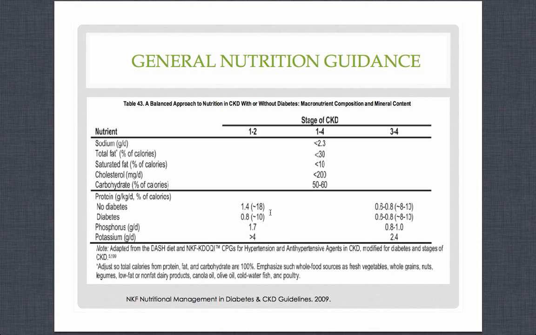So somebody with diabetes or without diabetes, approximately 1.4 grams per kilogram body weight. Stages 1 to 2, this drops to 0.6 to 0.8 if they have stage 3 to 4. If they have diabetes, they actually recommend protein lower. Again, I think this is tricky depending upon the degree of blood glucose control. There is also some phosphorus guidance and potassium guidance.